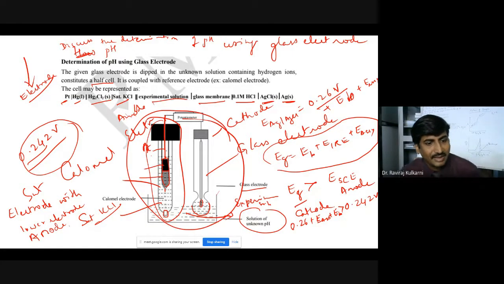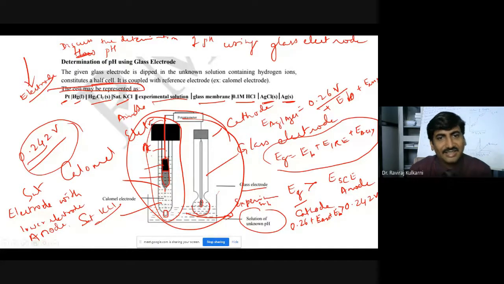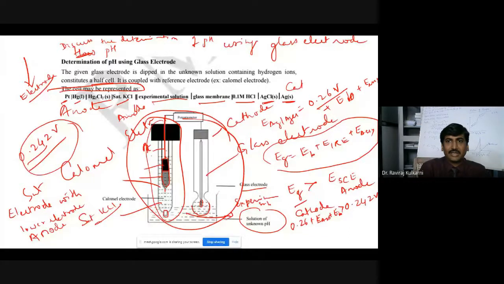If you remember the diagram, you can easily write the cell representation. Just looking into the diagram, you can start with the anode first. Anode should be written on the left hand side. Cathode should be written on the right hand side. You have to start with the metal and end with the metal, anodic metal to cathodic metal. And you go through like this.